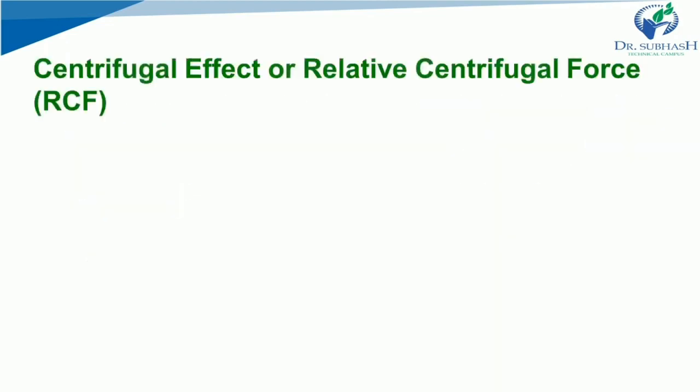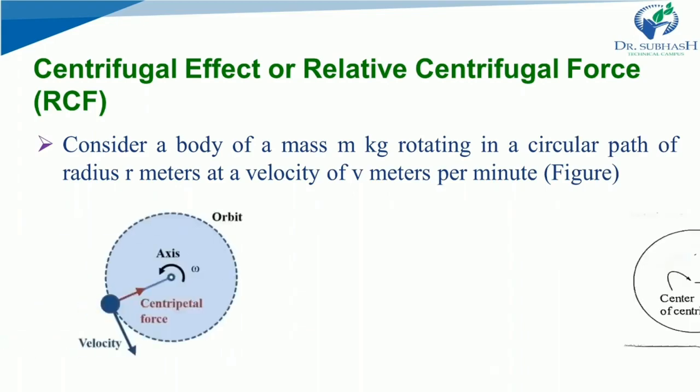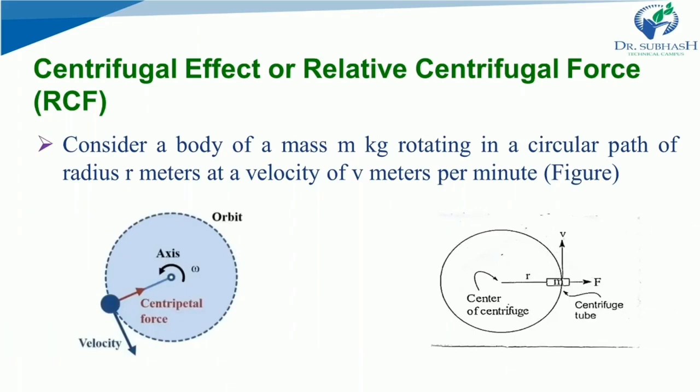Now there is this topic that is called centrifugal effect or relative centrifugal force, that is known as RCF. So consider a body of mass m kg rotating in a circular path of radius r meter at a velocity of v meter per minute. So you have to just imagine a body that has a mass m, which is rotating in a circular motion with radius r meters at a velocity of v meters. So here is the figure. This is the first one and this is the second one, right? Both the figures are almost the same, only the presentation is different.